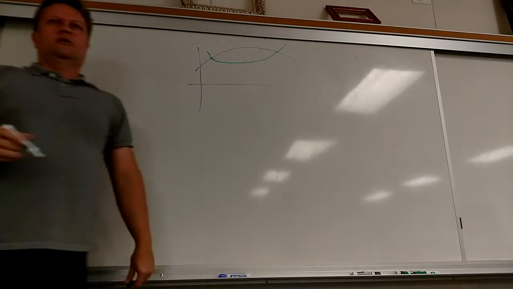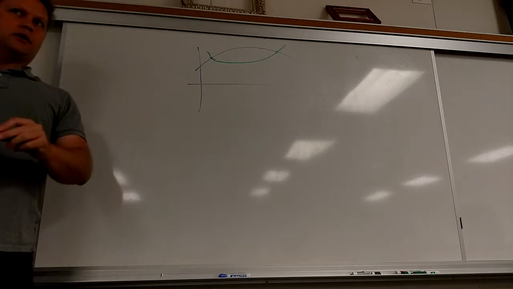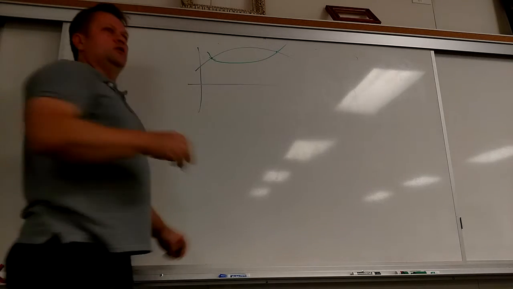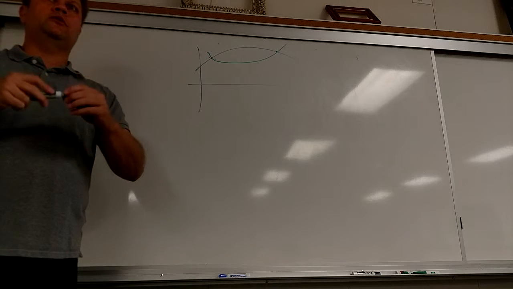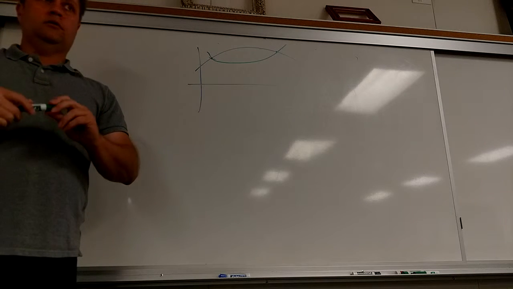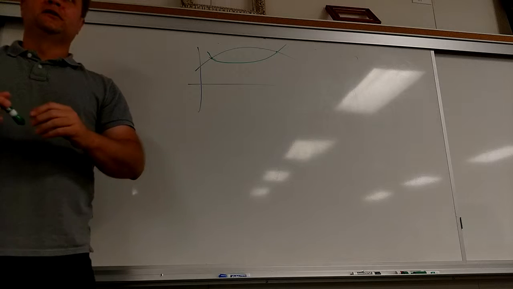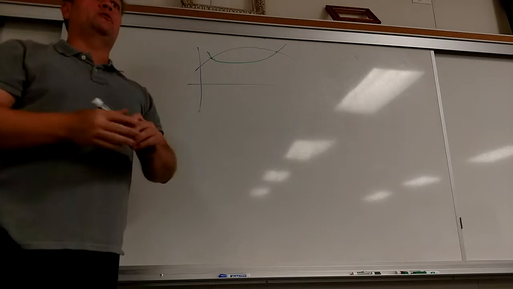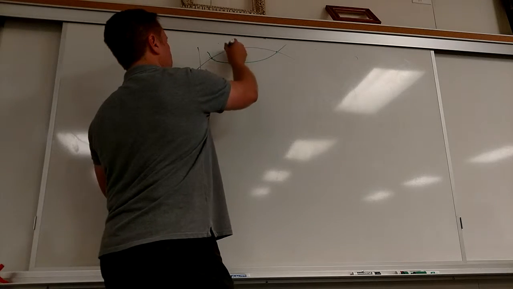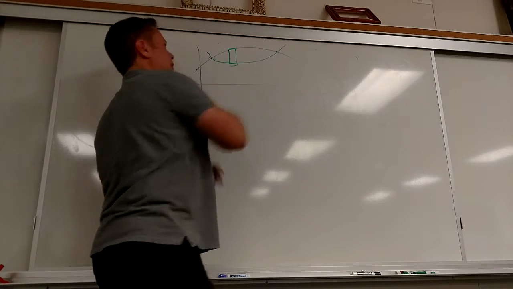Okay. When I'm going to set up the integral to find the area between these two, how do I know how to set up the inside of it? What's the most important thing? Which function is on top? Because then it's going to be the top one minus the bottom one, right? How tall is some arbitrary rectangle in here? It's the top minus the bottom.